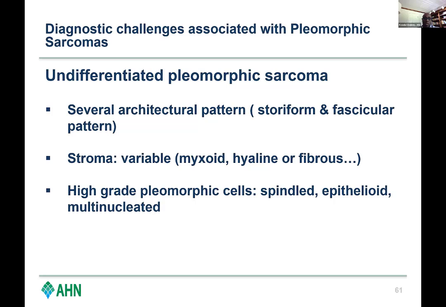The stroma is variable. It can be myxoid, it can be hyaline, it can be fibrous. Now you're going to ask me, well, how do you differentiate between UPS and myxofibrosarcoma? Well, we have our cutoff for myxoid stroma volume.